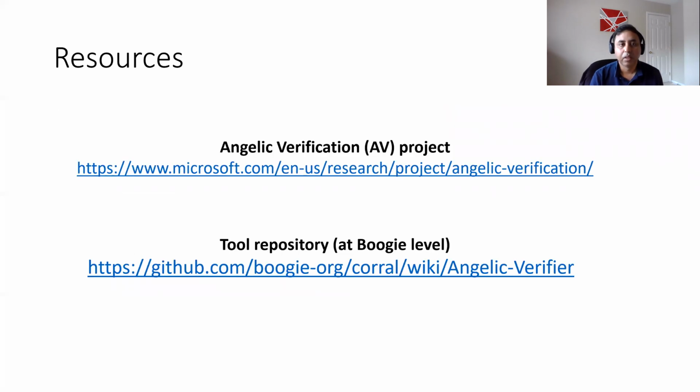So yeah, here are the resources for AV. There's a project page and there is a tool page where you can play with the AV tool. It only works at the Boogie level, so the front end that goes from C to Boogie can be any of the front ends. We use one specific one in Microsoft that is unfortunately not open source, but we have some experience with SMACK and AV that we worked on a few years back.